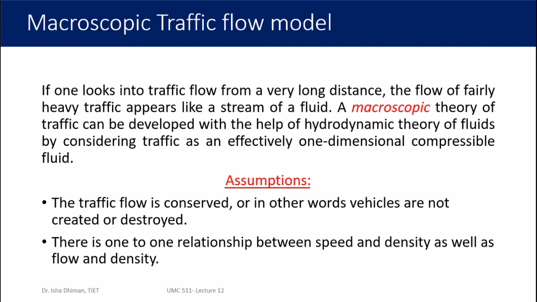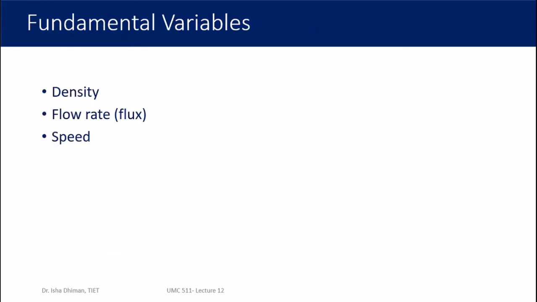So anyways, let's talk about mathematics, and for that we need to define fundamental variables. Remember, now we are in one category of model. This is not a general theory. Now we are specifically talking about the macroscopic traffic flow models. And for these kinds of models, there are three fundamental variables: density, flow rate, and speed.